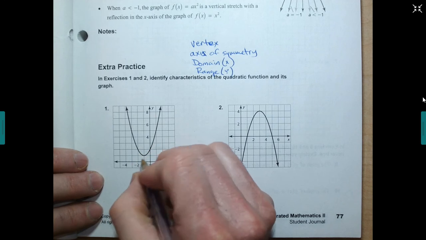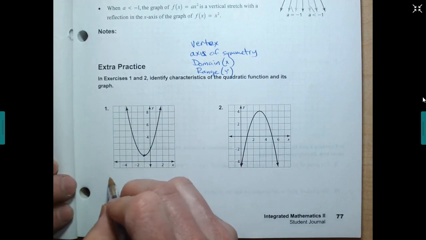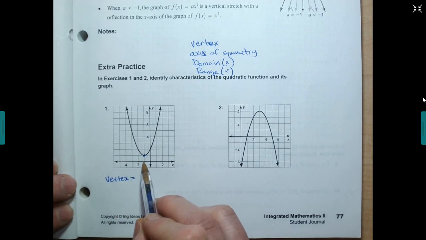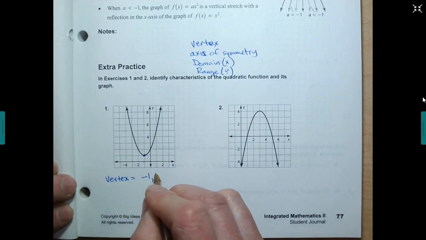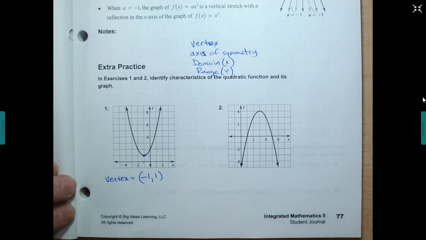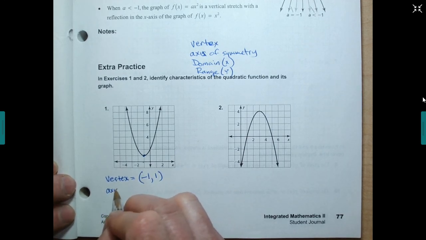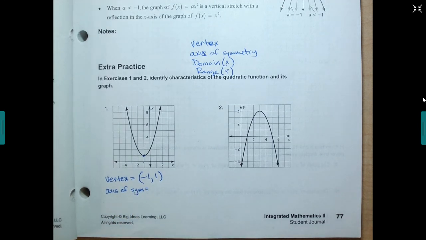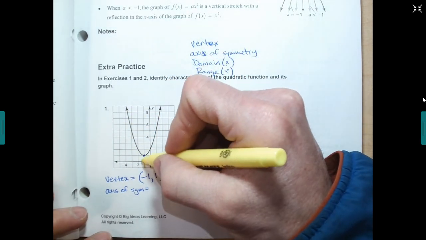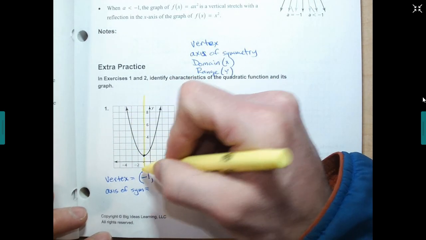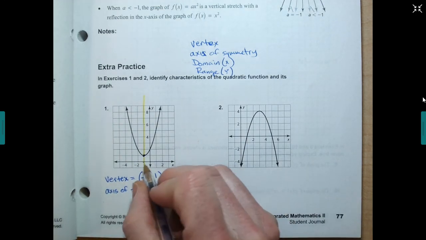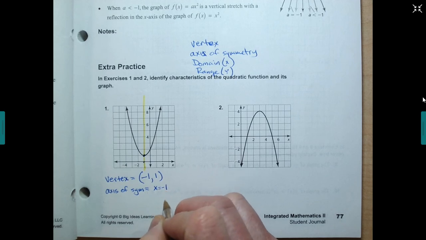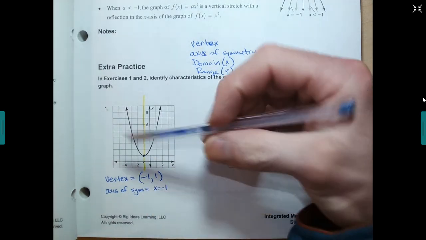Okay, so for this one, the vertex is -1, 1. So the vertex is -1, 1. The axis of symmetry, well, that happens to be this line right here. So the axis of symmetry is right here on -1. So x equals -1. That's your axis of symmetry.